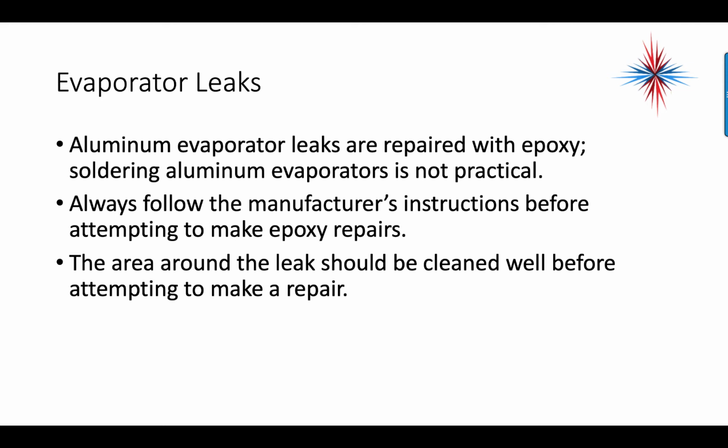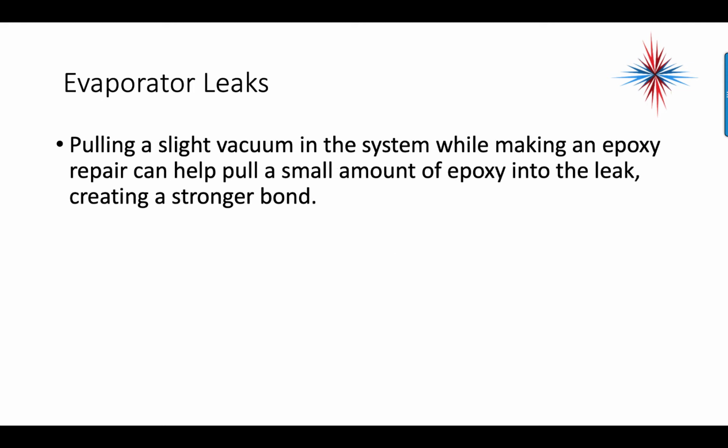Evaporator leaks in the aluminum evaporator are repaired with epoxy. Soldering aluminum evaporators doesn't work well. It's not practical. They'll melt. Always follow the manufacturer's instructions before attempting to make epoxy repairs. The area around the leak should be cleaned well before attempting to make a repair. Pulling a slight vacuum in the system while making an epoxy repair can help pull a small amount of epoxy into the leak, and it will create a stronger bond.